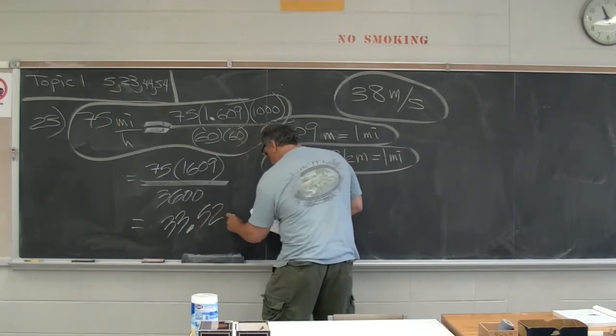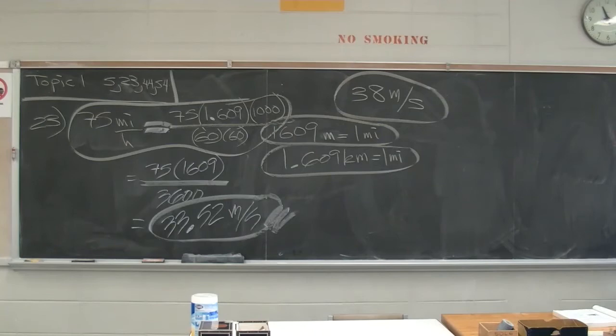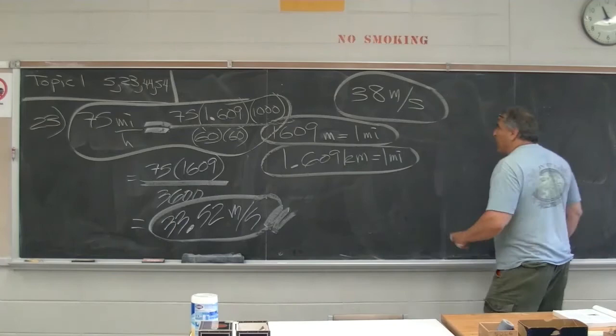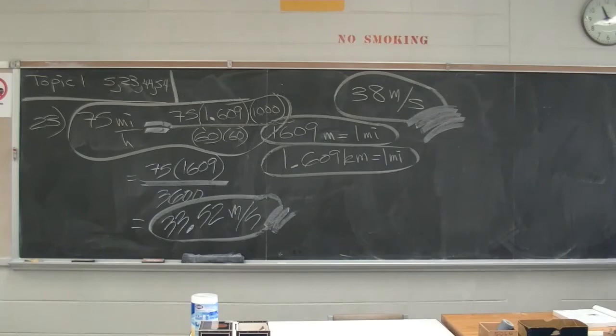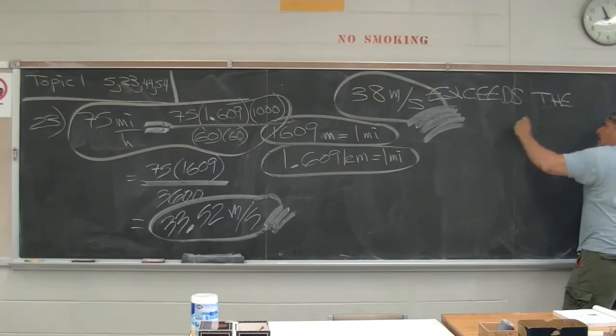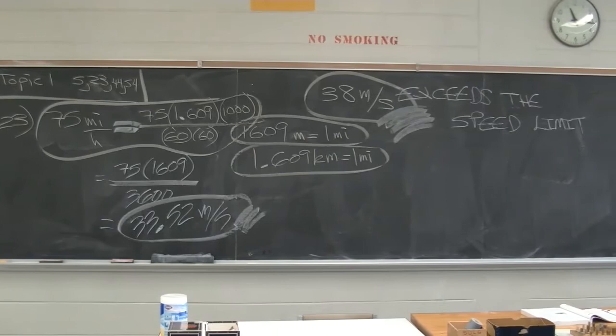Well, okay, if you want to be going at the speed limit, in the strictest sense, the fastest that you're going to be going is 33.52 meters per second. We were told that they are going that fast. Obviously, they are going beyond the speed limit. This thing right here exceeds the speed limit. Simple as that.